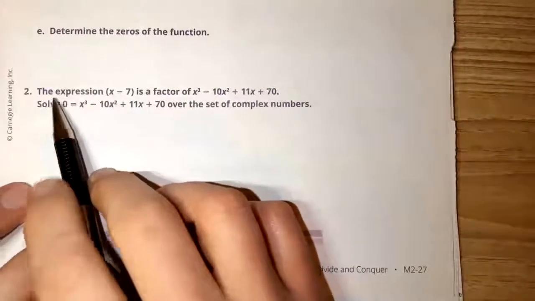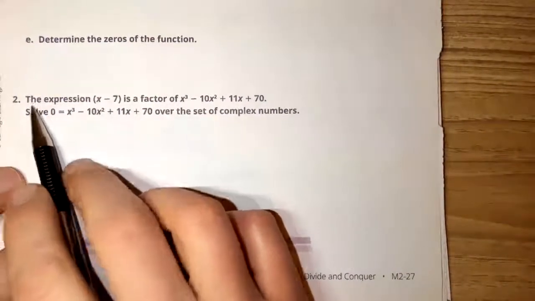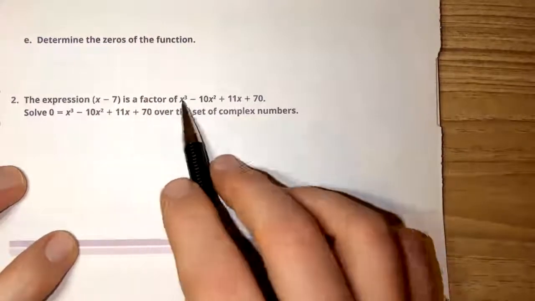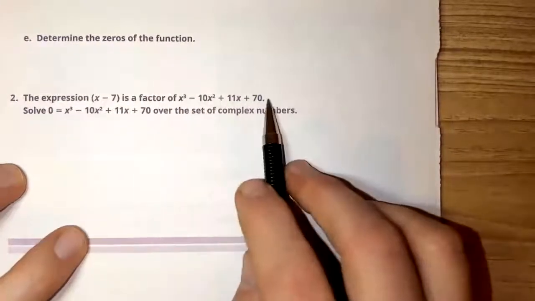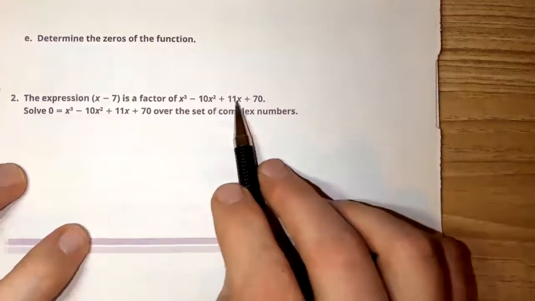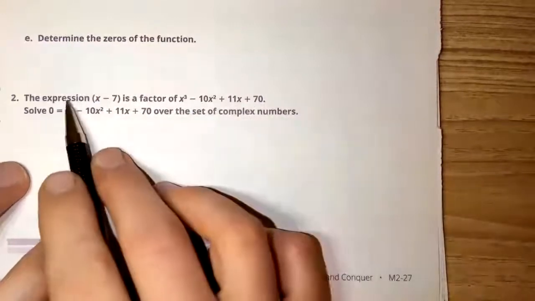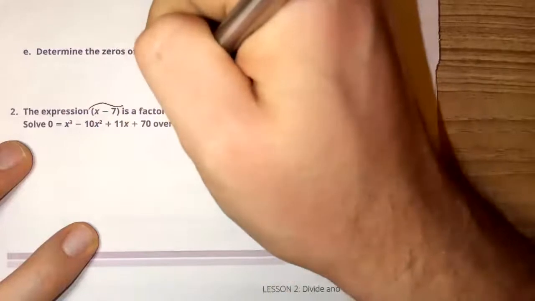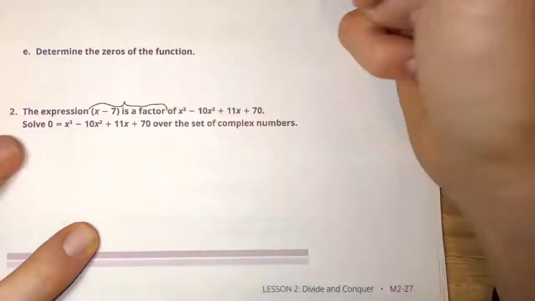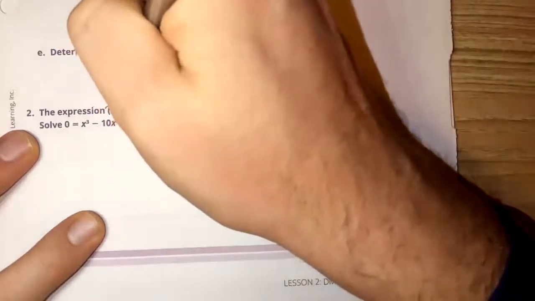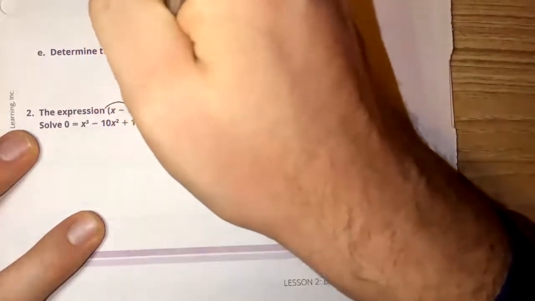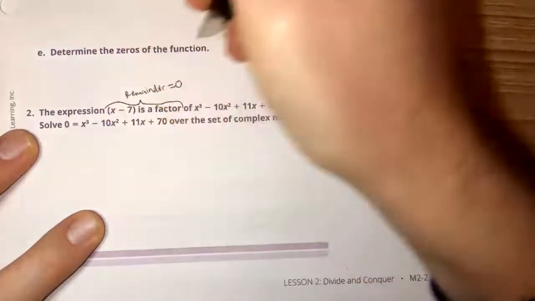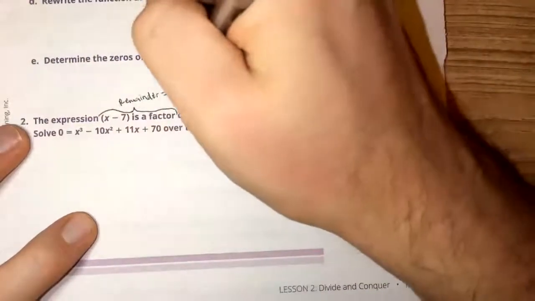The problem says the expression x minus 7 is a factor of this cubic expression, x cubed minus 10x squared plus 11x plus 70. So that implies something. Since it says literally that x minus 7 is a factor, that means, without a doubt, the remainder, when we divide, will equal 0.